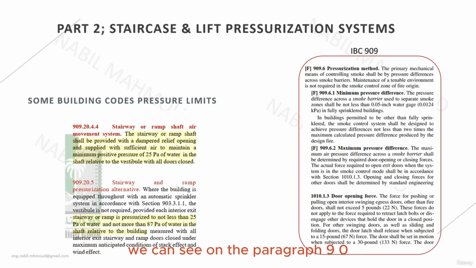We can see on the paragraph 909.20.4.4, which is titled Stairway or Ramp Shaft Air Movement System. It's highlighted in yellow what I'm going to read now, which is: the stairway or ramp shaft shall be provided with a dampered relief opening and supplied with sufficient air to maintain a minimum positive pressure of 25 Pascal of water in the shaft relative to the vestibule with all doors closed.